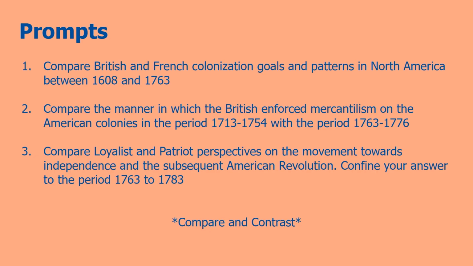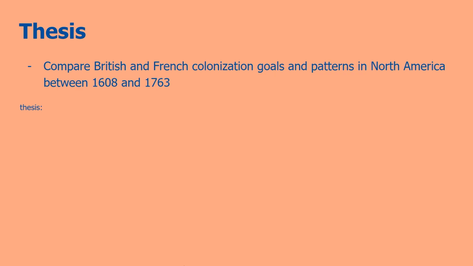Now, I strongly encourage you to practice on or at least think about all three of these prompts, but for the purposes of this video, we're going to be doing the first prompt. So here's the thesis. Again, we're doing compare British and French colonization goals and patterns in North America between 1608 and 1763. So the first thing that I'm thinking about is the certain unique behaviors that the British and French kind of exhibited when they colonized the Americas. And I'm also looking for the crossovers between the two. And then since I'm analyzing goals and patterns, I want to bring in how it eventually ended up. And we know that the British obviously more dominated the Americas after the colonization efforts than the French, so we want to use that for our essay as well.